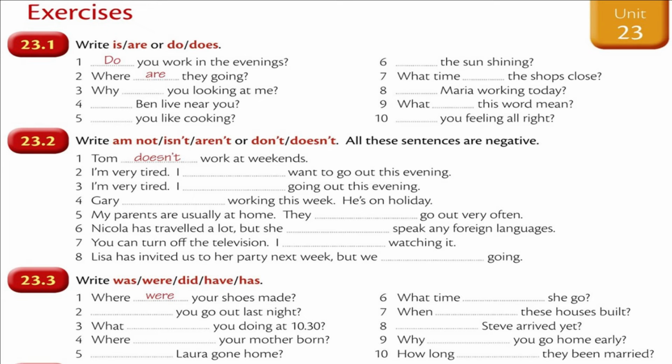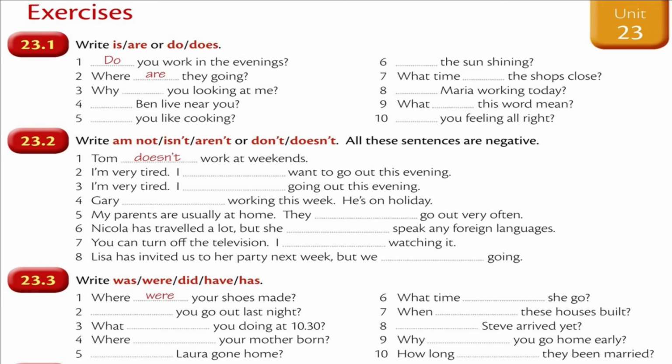23.3. Write was, were, did, have, has. Number 1. Where were your shoes made? Number 2. Did you go out last night? Number 3. What were you doing at 10:30? Number 4. Where was your mother born? Number 5. Has Laura gone home? Number 6. What time did she go?